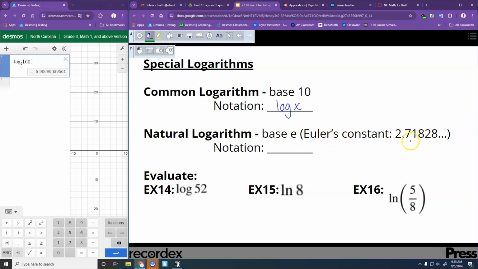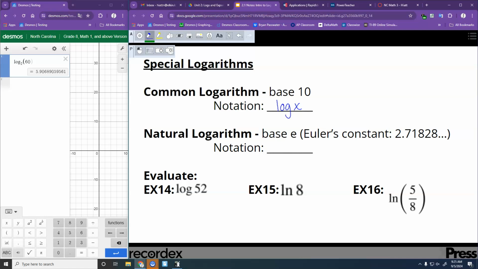Euler's constant is sort of like pi, but it's a different number. 2.71828 keeps on going, just like pi keeps on going, and it comes from looking at exponential phenomena. We don't really have time today for me to tell you all about where that number comes from, but it shows up in nature a lot. It's used a lot for continuous growth, like population growth, that sort of stuff. So it's used very often.